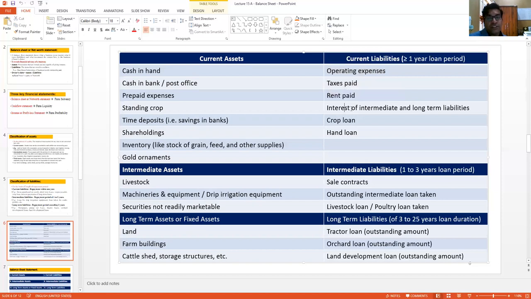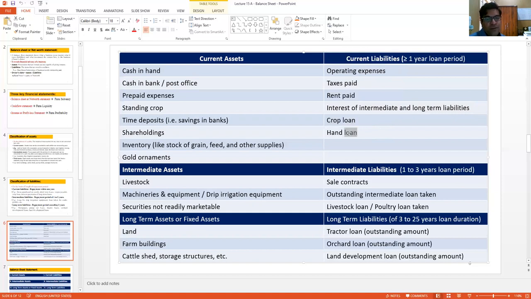Then the interest component of intermediate and long-term liabilities. The farmer has taken a loan of 15 lakh rupees for a tractor, right? But every year he has to repay the interest of it, right? Not the principal amount, the interest of it. So the interest component of intermediate and long-term liabilities needs to be accounted under current liabilities because they are paid every year. Then we have crop loan.